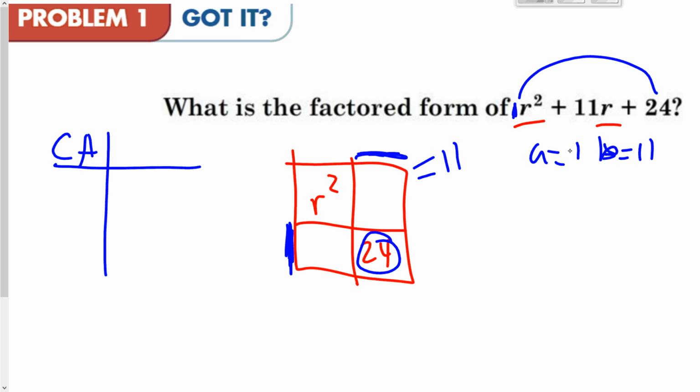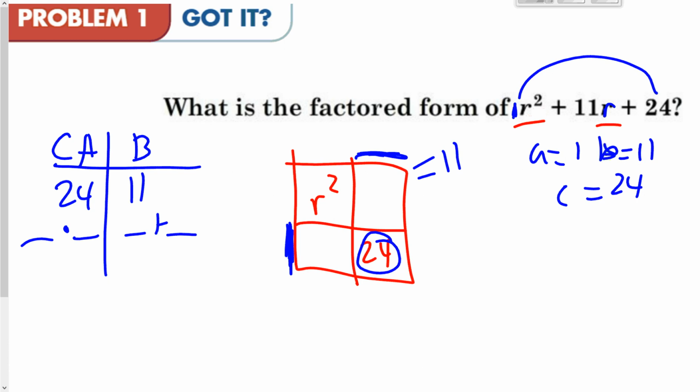It's a good thing to practice this too. Label your A, B, and C. 24, then 1 times 24 is 24, and your B is your linear term with the R. Not just always your middle, whatever's in the middle, but it has to have your linear, your R attached to it, or your X. Okay, so that's 11. So I'm asking what times what is 24, but also adds to 11? Same thing as the box. They're really doing the same exact thing.